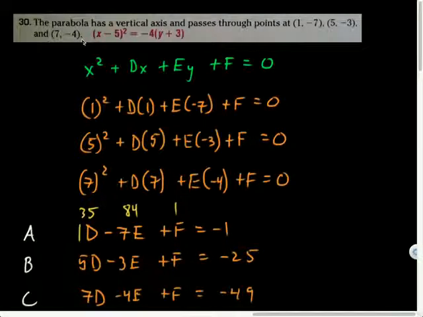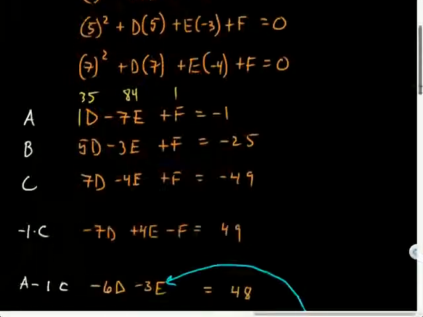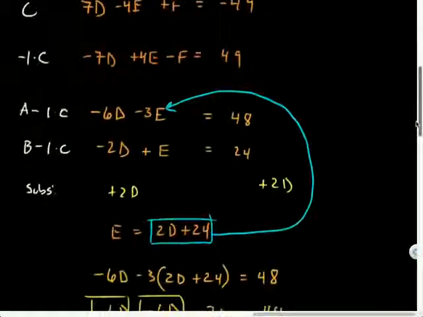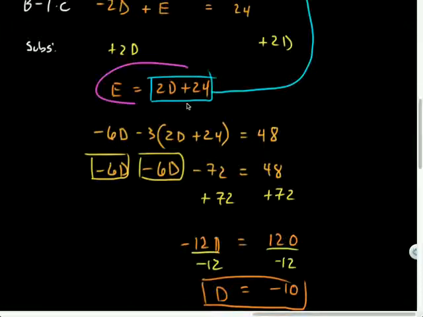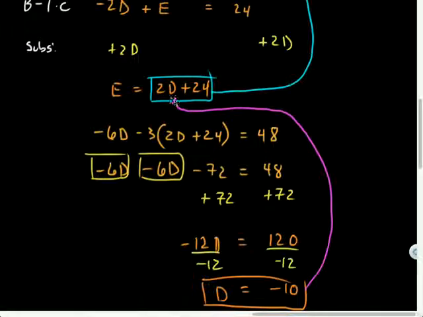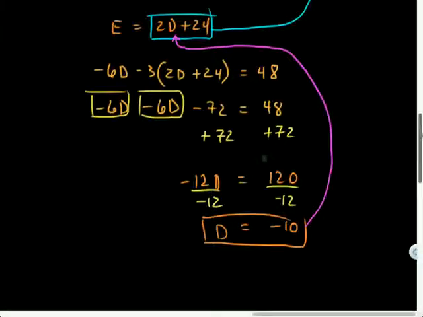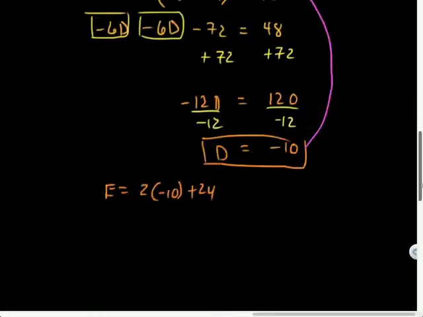No. I'm looking for 2 other things, and then I still have to write this in standard form. So what should I do with this d here? Actually, right here, this one's even better, because this only has 2 variables in it, one of them being the one that I found. So that'll be helpful. So I'll get e equals 2 times negative 10 plus 24. That's a quick simplification right there. Equals negative 20 plus 24.